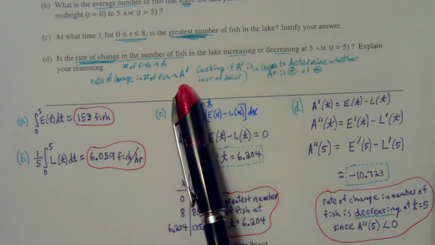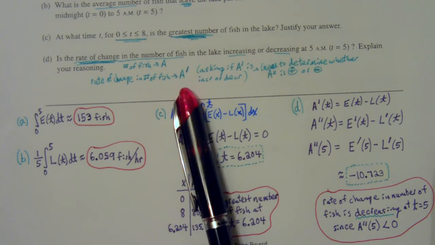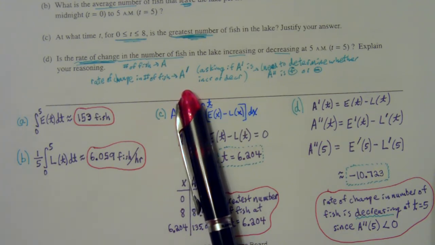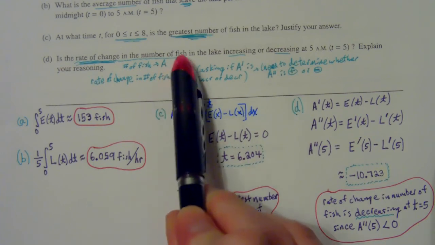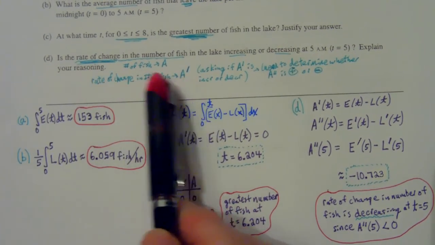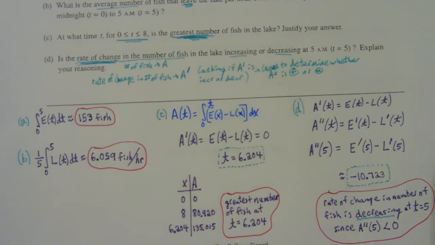Now, anytime you want to know whether something is increasing or decreasing, you take its derivative and you figure out whether its derivative is positive or negative. Because remember, derivative is slope. So if its slope is positive, if its derivative is positive, that means that thing is increasing. If that slope is negative and that derivative is negative, that means that thing is going to be decreasing right there. So again, the number of fish is A, but the rate of change is A prime. They want to know, is that rate of change increasing or decreasing?